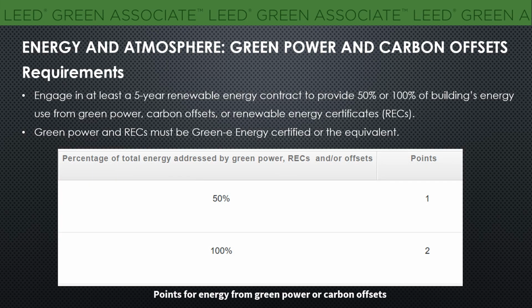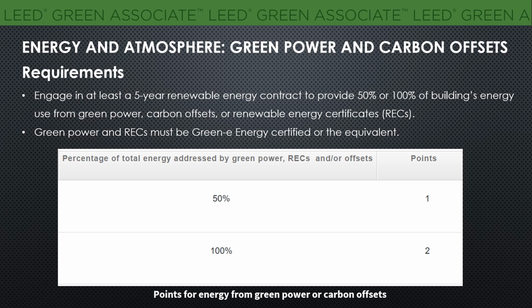Now let's look at the requirement for achieving this credit. Number 1 is to engage in at least a 5-year renewable energy contract to provide 50% or 100% of the building's energy use from green power, carbon offsets, or renewable energy certificates, abbreviated as RECs. And also the green power and the renewable energy certificates must be Green-e certified or an equivalent.